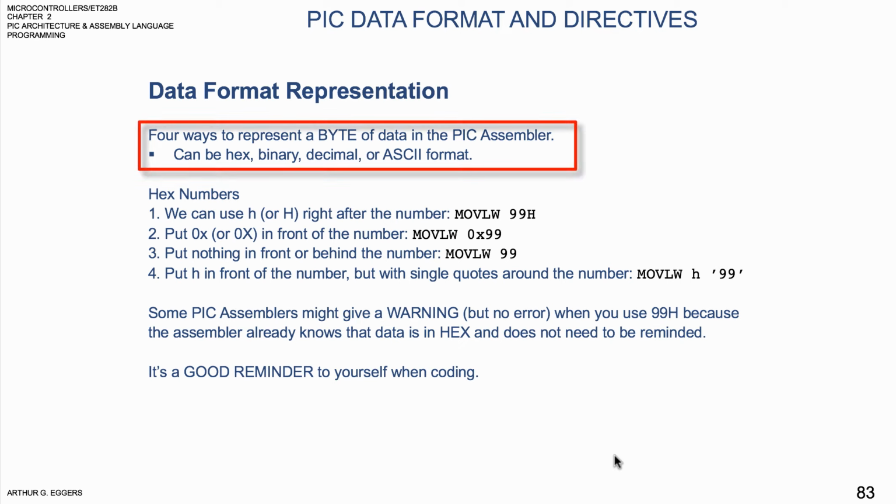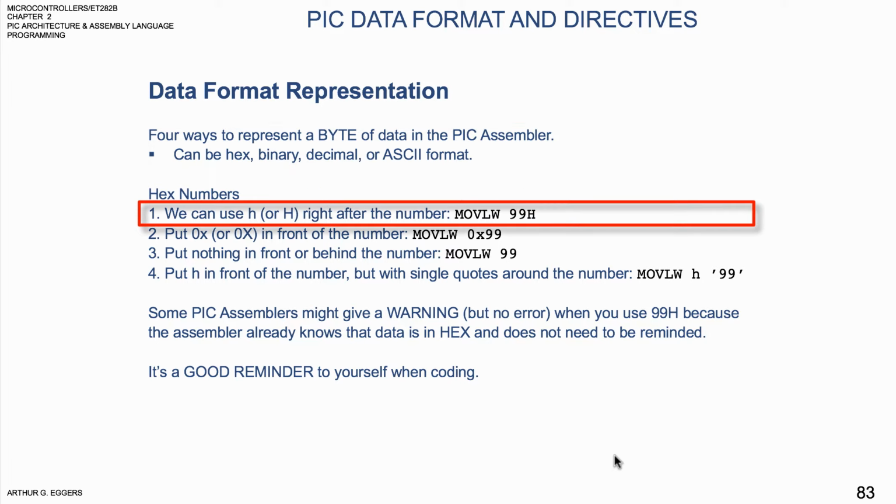There are 4 ways to represent a byte of data in the PIC controller, by the assembler. The numbers can be hex, binary, decimal, or even in ASCII format. So let's take a look at hex numbers first. There are 4 ways to show hex numbers. Okay, we've encountered some of these and you probably said, well, why doesn't that look like what we saw before?